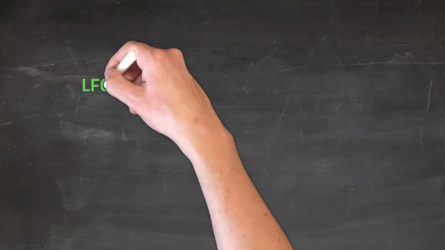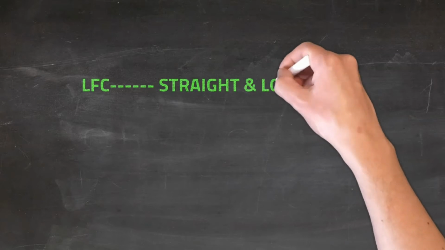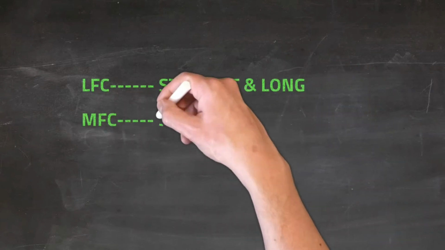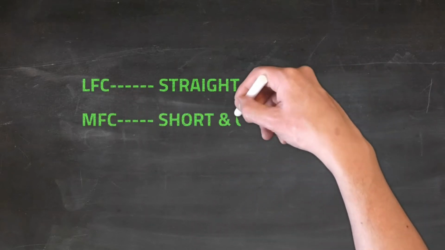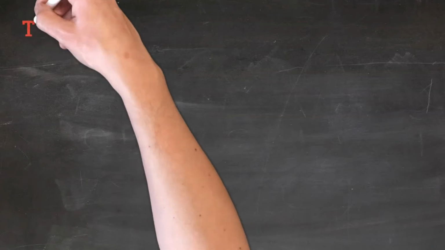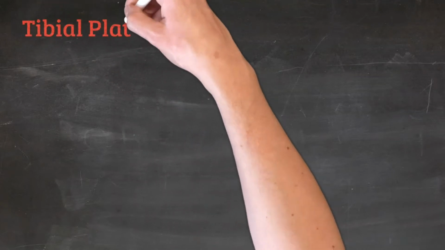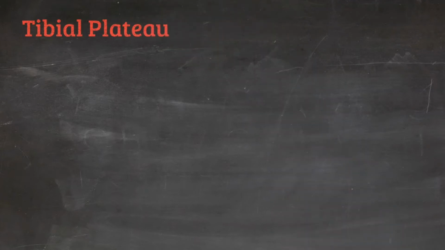Also remember, the lateral femoral condyle, the lateral aspect is straight and longer, while the medial aspect is short and oblique. Regarding the tibial plateau, the medial tibial plateau is concave, which contributes to its lack of translation when compared to the convex lateral tibial plateau surface.